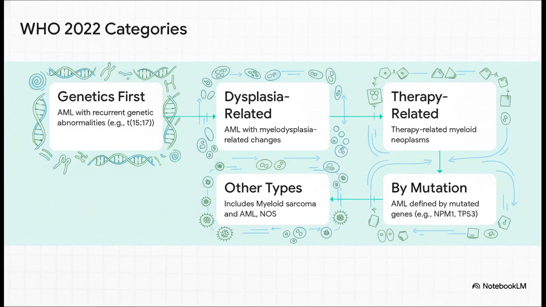Genetics comes first, period. The diagnosis is now led by identifying these specific, recurrent genetic problems, like the t(15;17) in APL, or by defining it based on key mutations like NPM1 or TP53. The way the cells look, the morphology, it's still important, but it's not the main definer of the disease anymore. In today's world, the genetic identity is king.